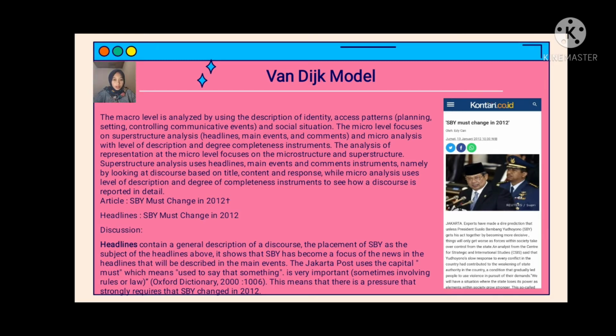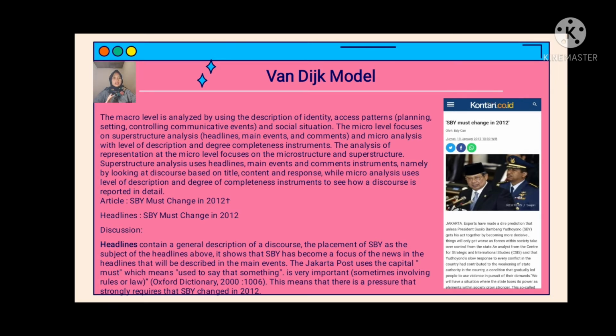Alright, here there is an example of analysis of a text using the Van Dijk framework. The article is titled "SBY, or Susilo Bambang Yudhoyono, must change in 2012." Headline: SBY must change in 2012.